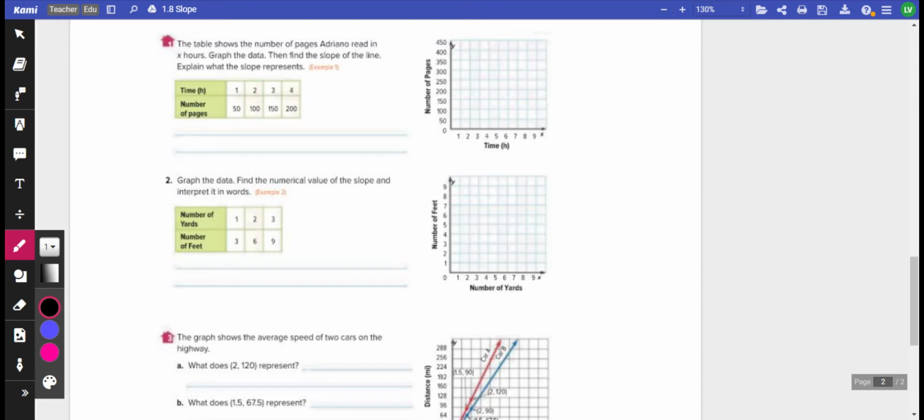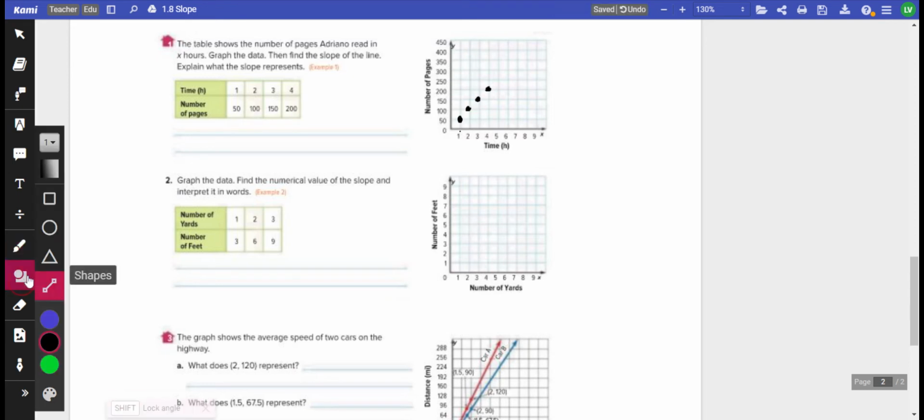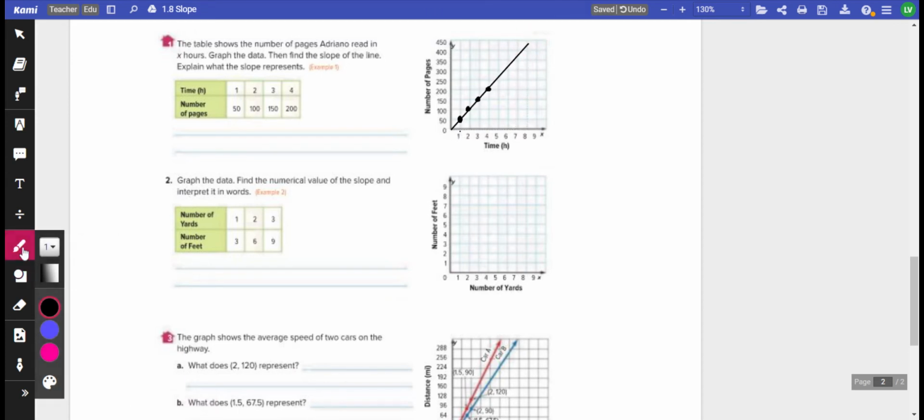So I'm going to graph the data. Starting at 0, 0, go to the right 1, up 50. Plotting (2, 100), (3, 150), (4, 200). Again, all these values I'm getting from my table on the left. Now I'm going to connect these points. So I graphed the data.